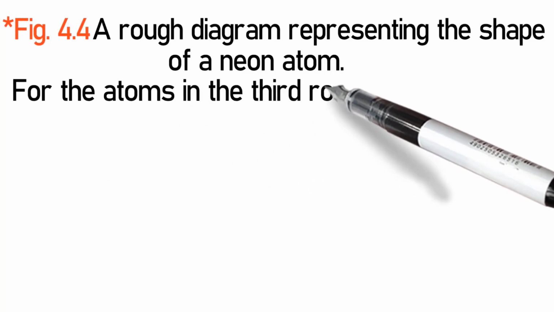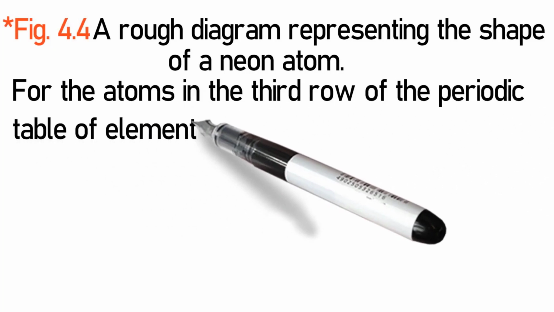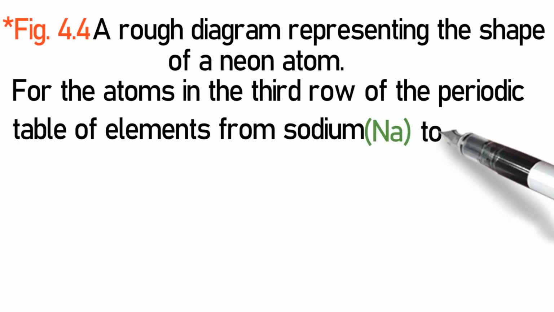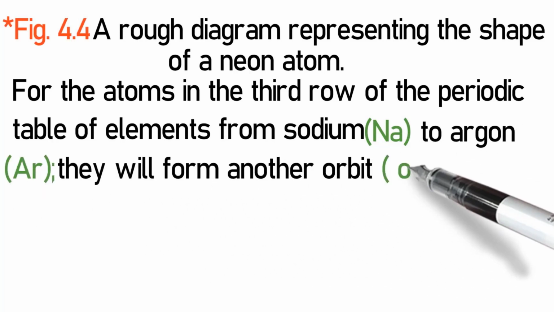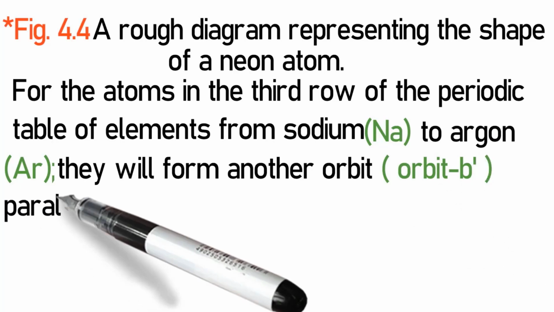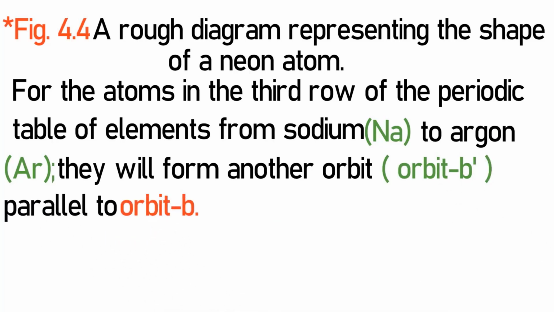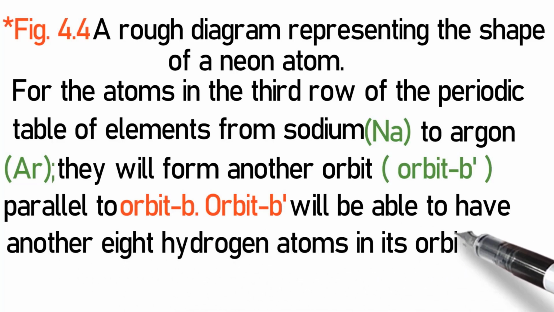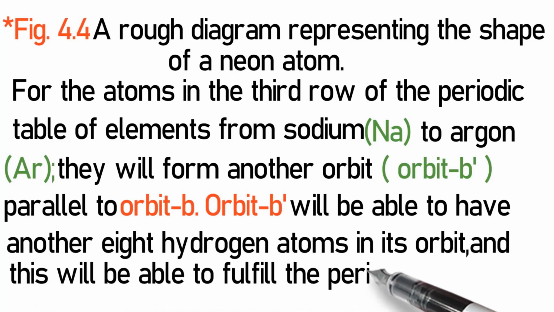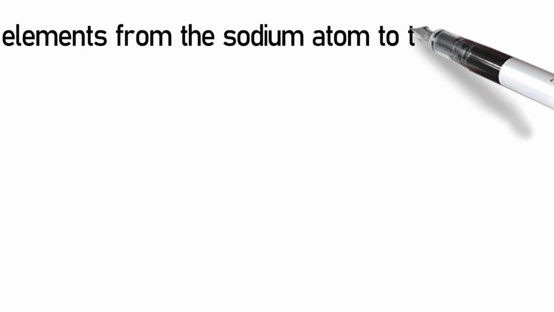For the atoms in the third row of the periodic table of elements from sodium, Na, to argon, Ar, they will form another orbit, orbit B', parallel to orbit B. Orbit B' will be able to have another 8 hydrogen atoms in its orbit, and this will be able to fulfill the periodic table of elements from the sodium atom to the argon atom.